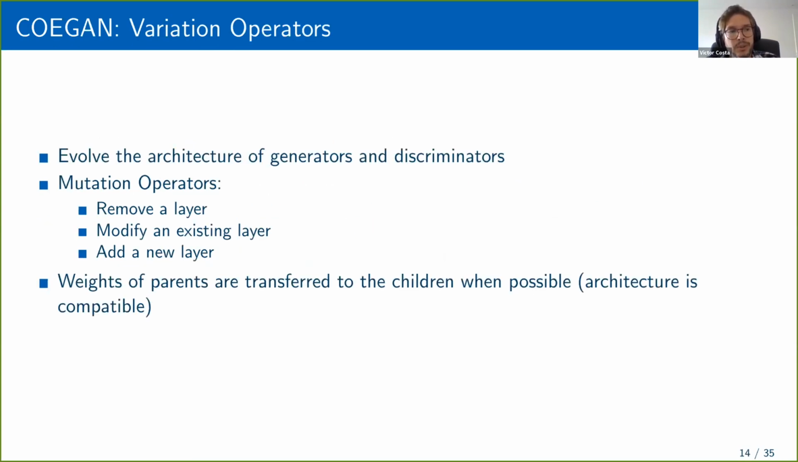In COEGAN, we use asexual reproduction to create new individuals. So we define 3 mutation operators that are applied to evolve the architecture of generators and discriminators. One operator is to remove an existing layer. Another one can modify the internal attributes of some layer. And finally, we can add a new layer based on the set of possibilities that we have for our model.